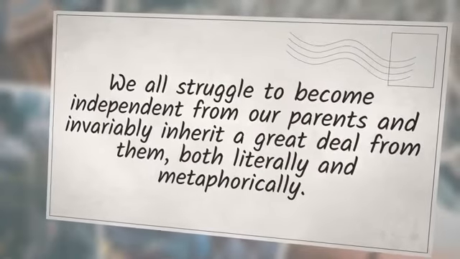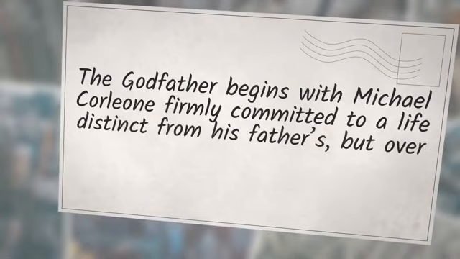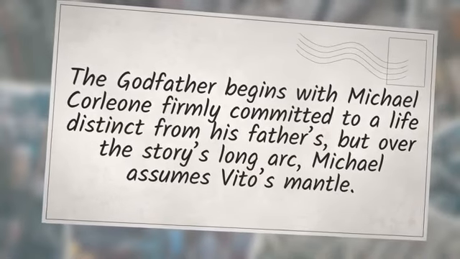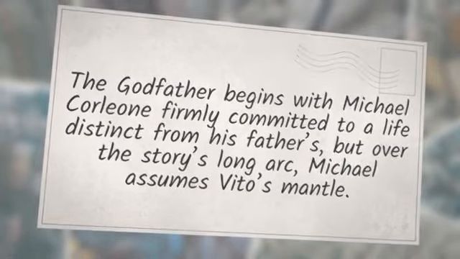We all struggle to become independent from our parents and invariably inherit a great deal from them, both literally and metaphorically. The Godfather begins with Michael Corleone firmly committed to a life distinct from his father's, but over the story's long arc, Michael assumes Vito's mantle.